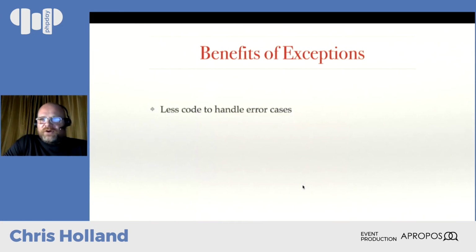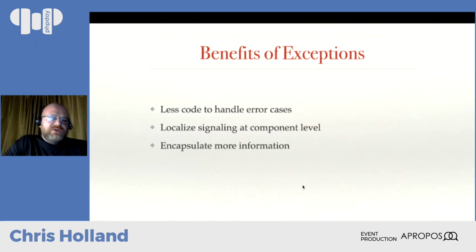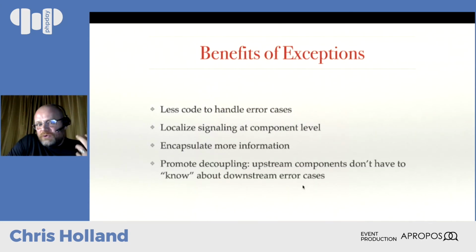Okay, so obviously some benefits emerge, right? It's less code to handle error cases. You can localize your signaling at the component level. You can encapsulate more information inside of the exception. And as we showed earlier, you can promote decoupling. The upstream components don't have to know about the downstream error cases. You might choose to make them know about it, but they don't have to.